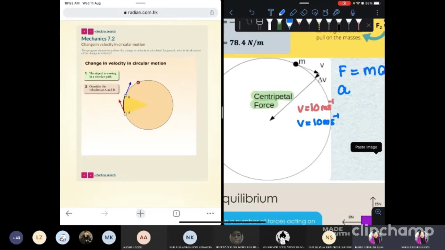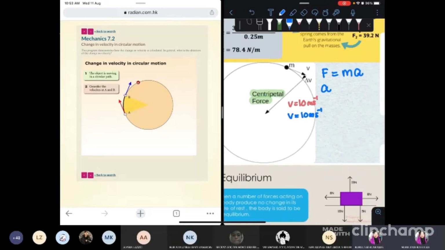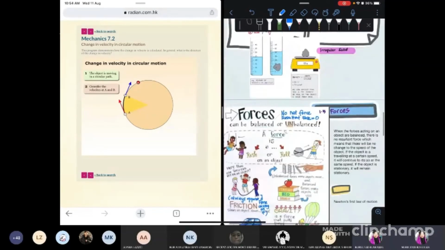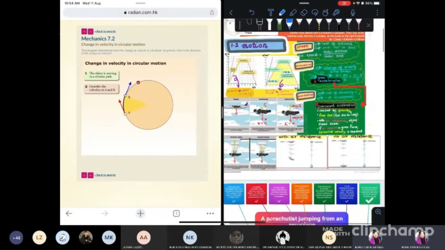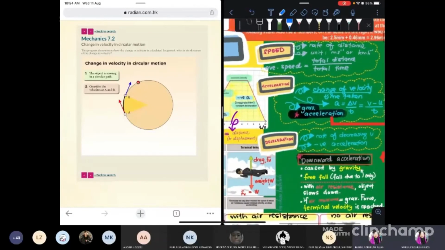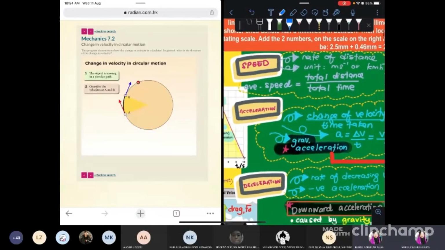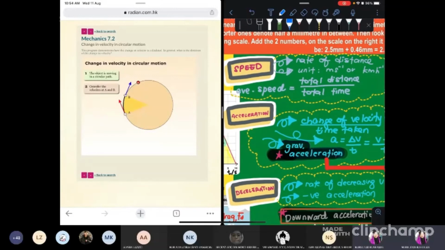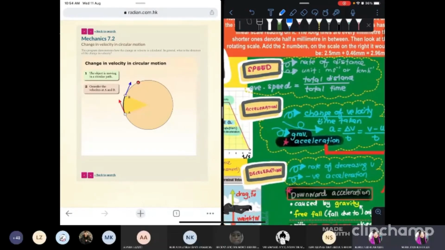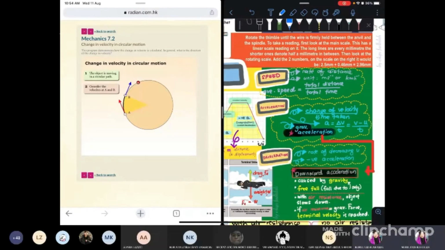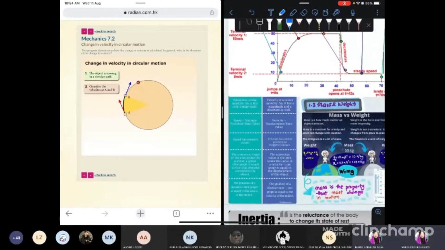Okay, now what do you understand about velocity, students? If you recall, what is the definition of velocity? Velocity is the rate of change of displacement. So sekarang ni saya tunjuk kat awak tentang speed. What is speed? Speed is rate of distance. Now sekarang adakah speed and velocity is the same? Tak sama. Okay, apa beza speed and velocity?